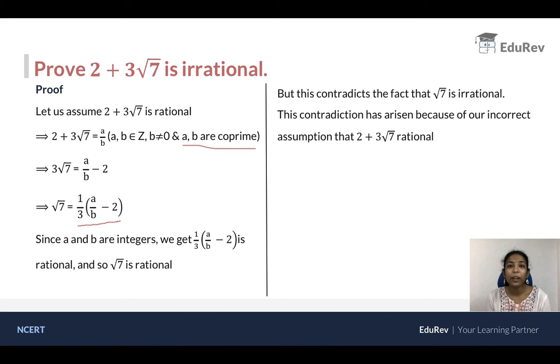So why did we come to a wrong conclusion? Because our assumption is wrong. So if my assumption is wrong, what should be the correct statement? 2 plus 3 root 7 is irrational. So I hope it is clear. That is what I have mentioned here. I am moving on to the next slide.